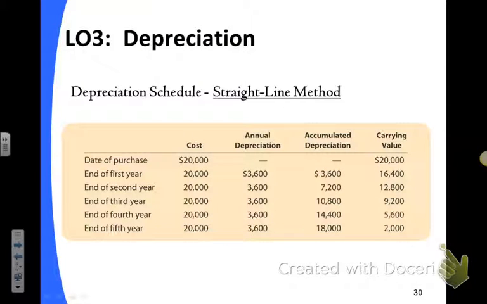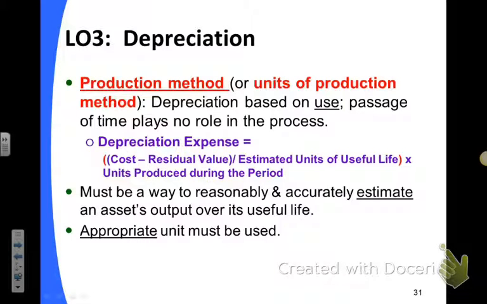Okay, now let's look at the production method of depreciation. When we look at the production method of depreciation, we're depreciating an asset based on its use, whereas when we're looking at straight line, we just said it's based on time. The production approach takes into consideration how that particular asset is being used in its operations.